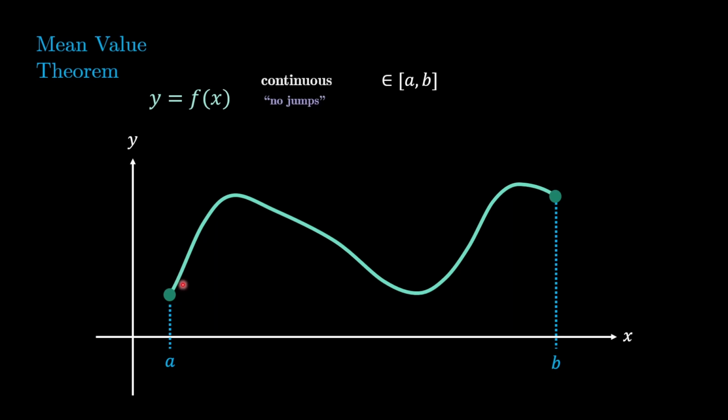By continuous, we mean that it has no jumps. So imagine drawing this curve with a pencil. You can't lift it up. That's what it means by continuous. And by closed interval, we mean with endpoints. Endpoint here and endpoint here.